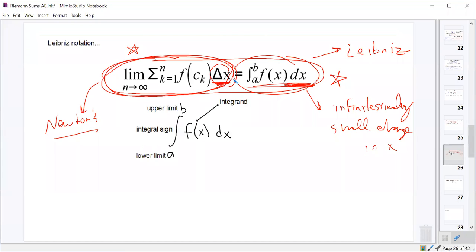It equates to the delta x here, and the f of x here equates to our function f of c sub k, where we're evaluating the function at the midpoint. Or we could do it at a right endpoint or a left endpoint, it doesn't matter. And then the integral sign equates to this limit of the summation. Good or no?